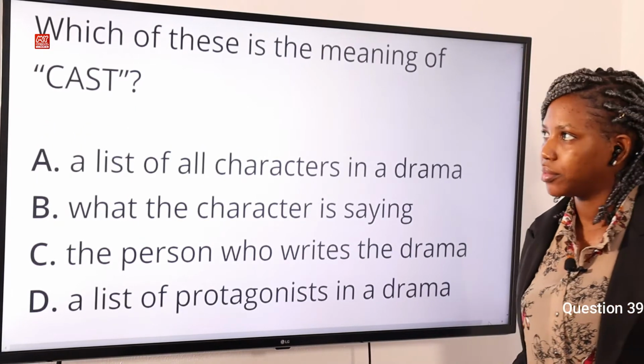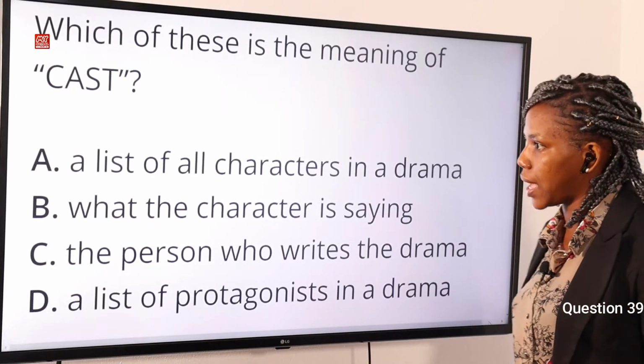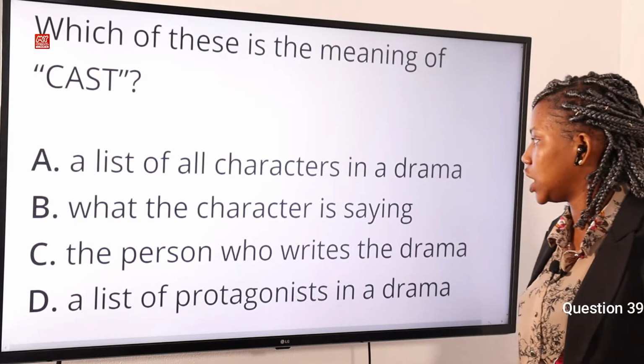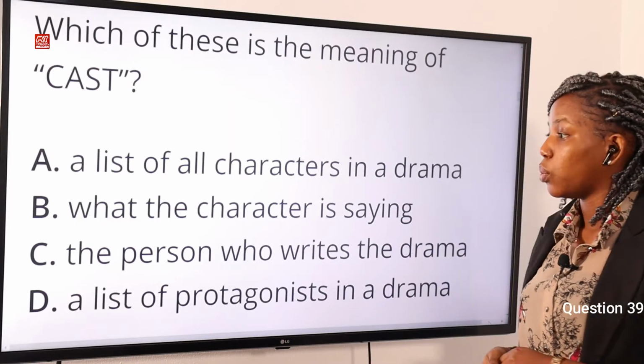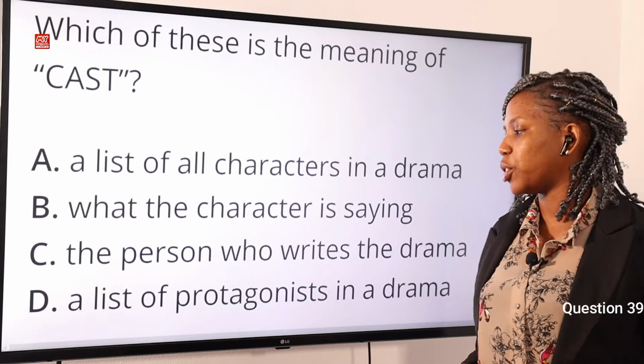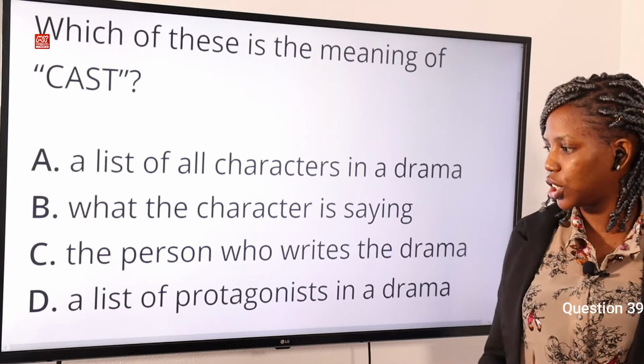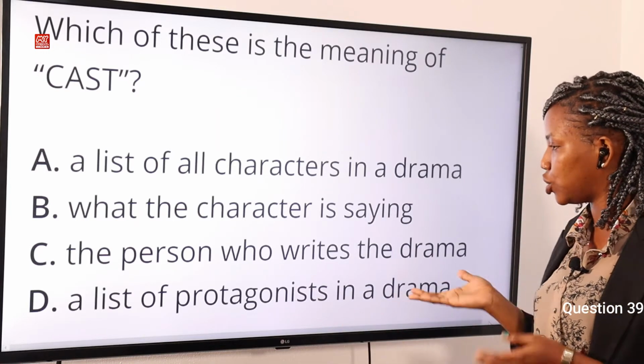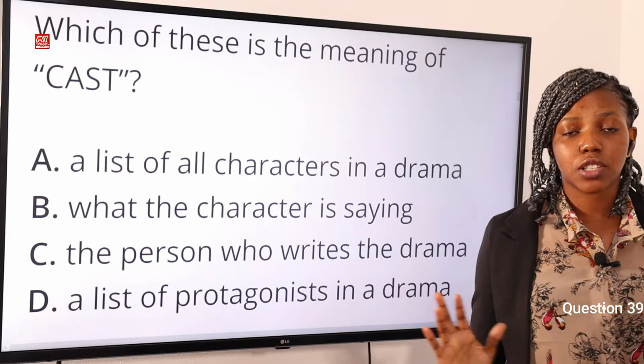Question 39. Which of these is the meaning of cast? Option A, a list of all characters in a drama. Option B, what the character is saying. Option C, the person who writes the drama. Option D, a list of protagonists in a drama. The answer to this question is option A.